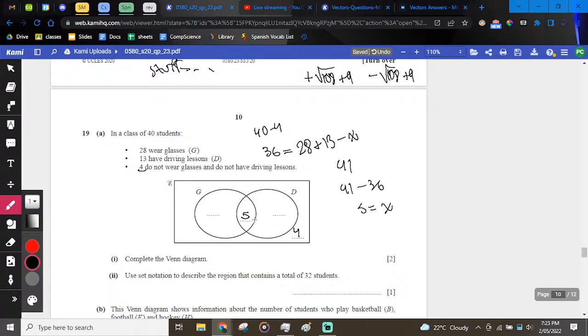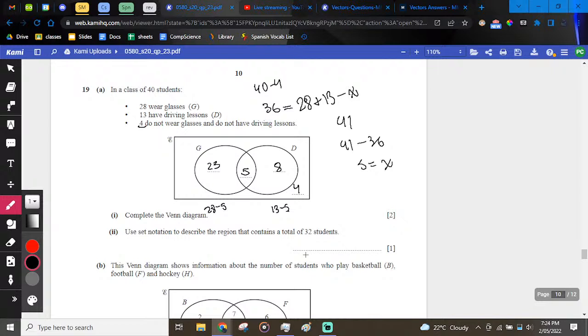So G is going to be 28 minus 5, so 23. And 13 minus 5, or 8. So I subtracted 5 from both sides and took that 5 in the middle. You can total them up. And yes, it does equal, indeed, 40. Cool.